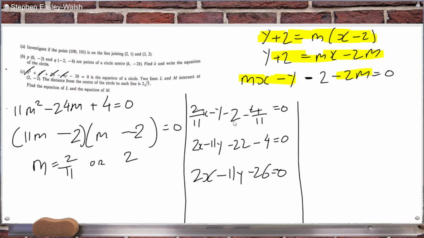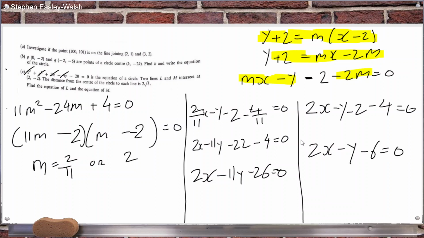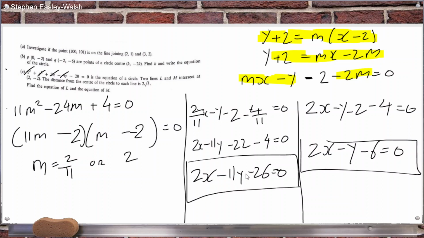Okay, and now here I'll put in 2. So that's 2x minus y minus 2 minus 4 equals 0. So that's 2x minus y minus 6 equals 0. So I think those are the two lines, provided that I did not make any silly mistake. But the fact that they worked out pretty decent, especially since I could factorize the quadratic here, gives me encouragement that I got it correct.